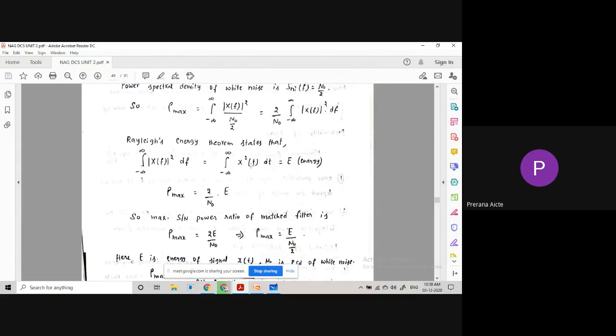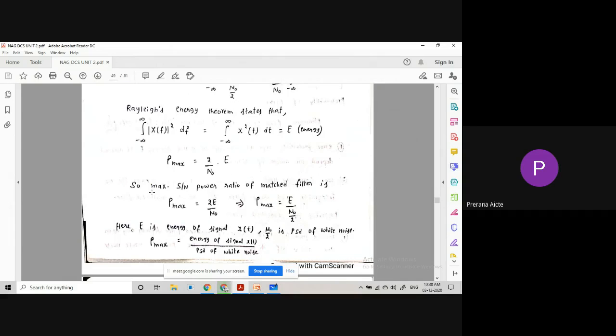So based on that relation, we are replacing rho max equals 2 by N naught, and this thing we are replacing with E, 2 by N naught into E. So simply we write rho max equals 2E by N naught. We are simplifying this expression as rho max equals E by N naught by 2.